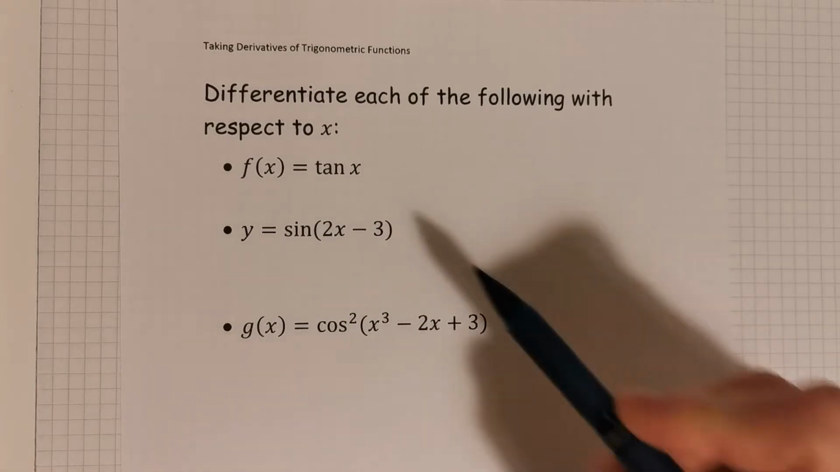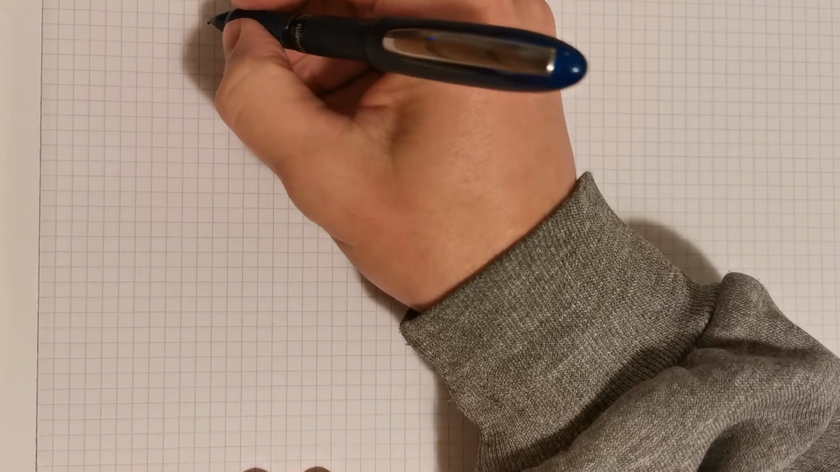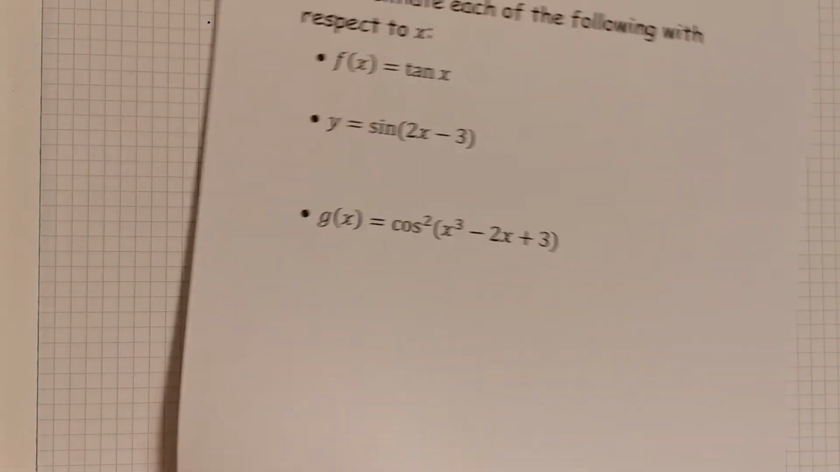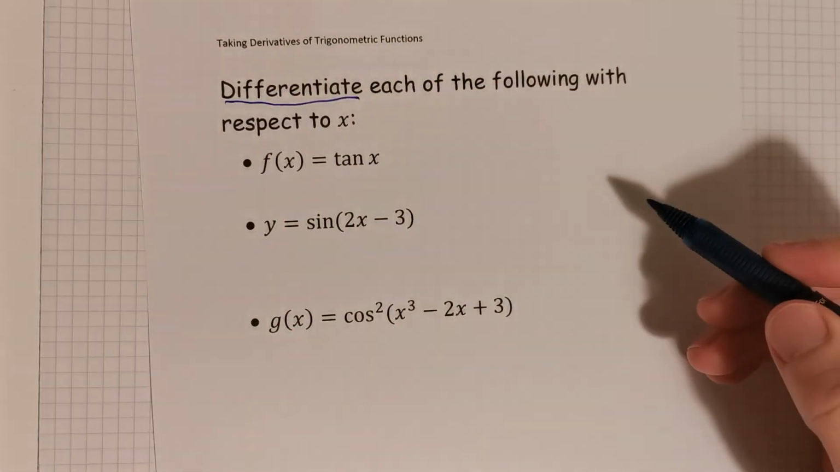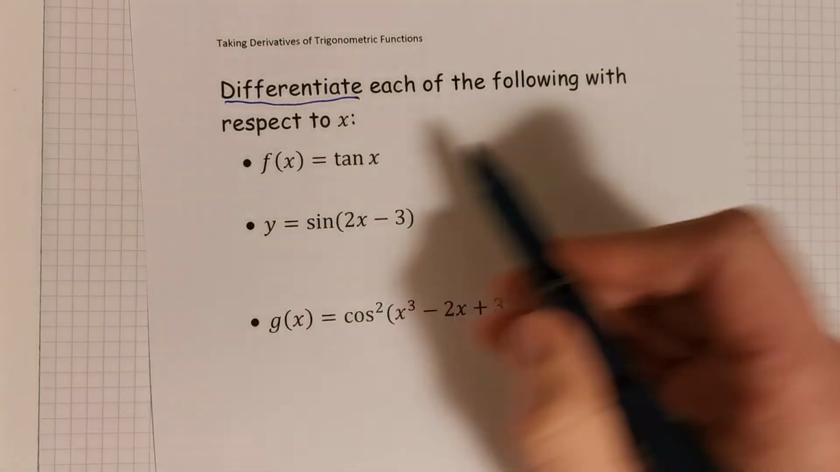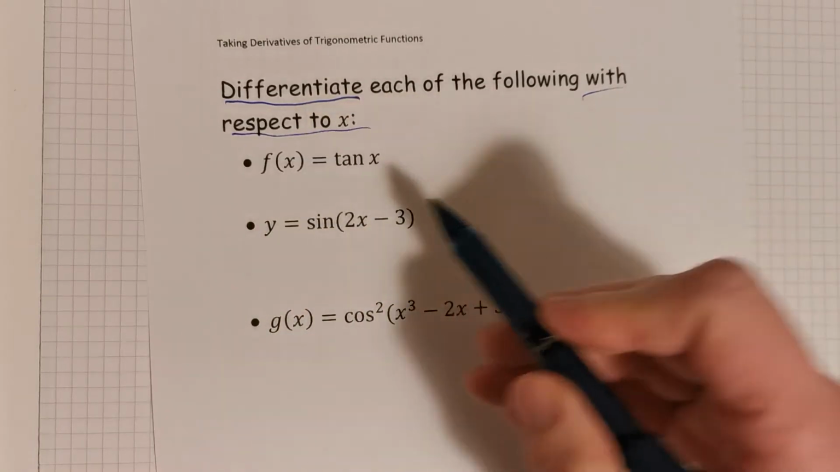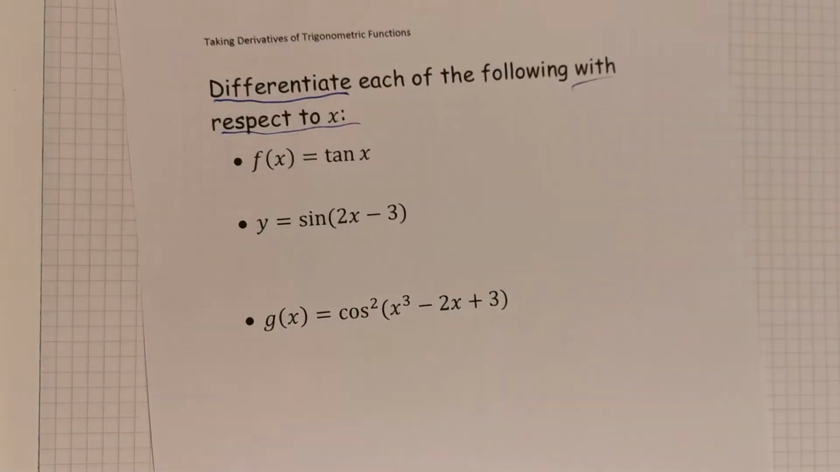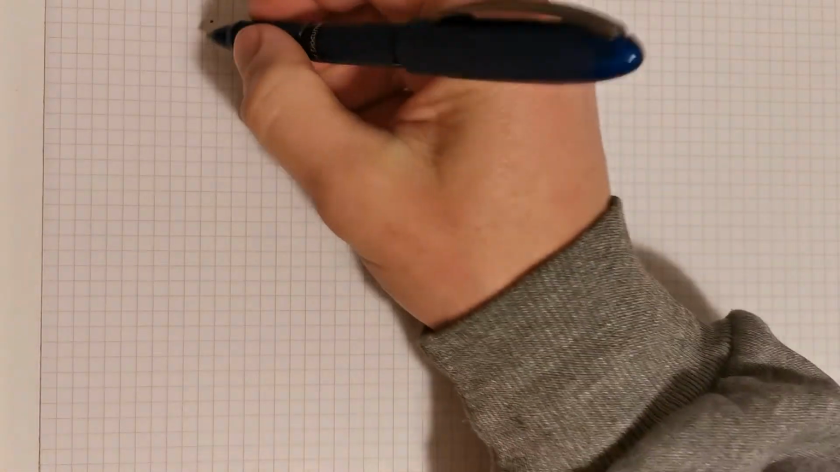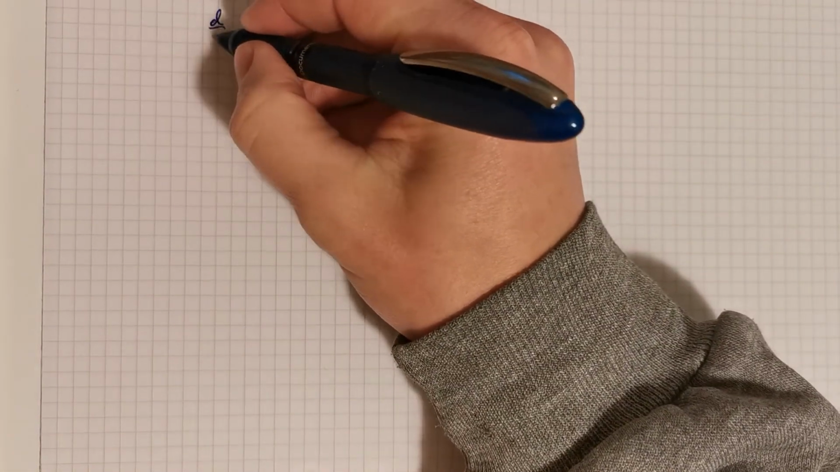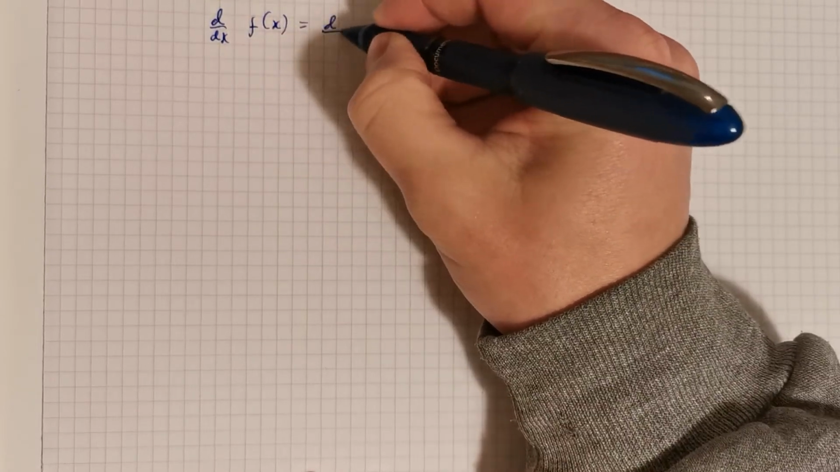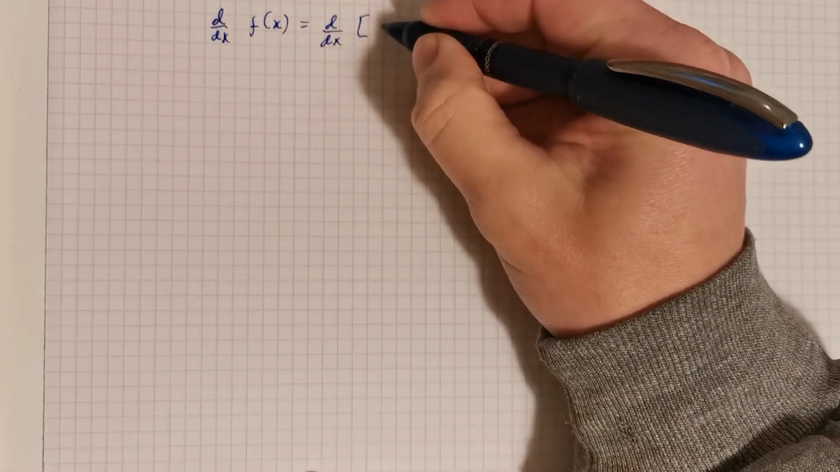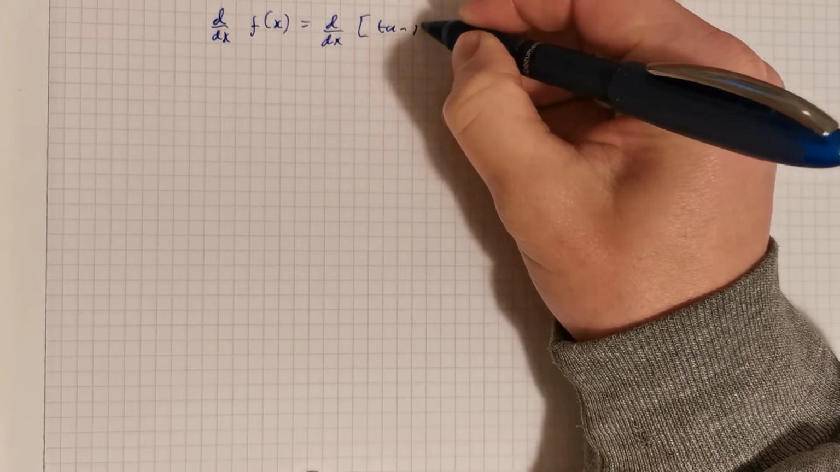Okay, so let's start with this tan of x. I want to take the derivative of f of x equals tan of x with respect to x. So it says differentiate. Remember, the process of finding the derivative is called differentiation, and it's with respect to x, which is the variable included in the function. So I'm taking the derivative with respect to x of f of x, which in this case is tan of x.